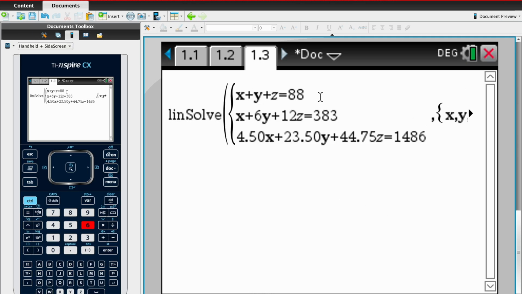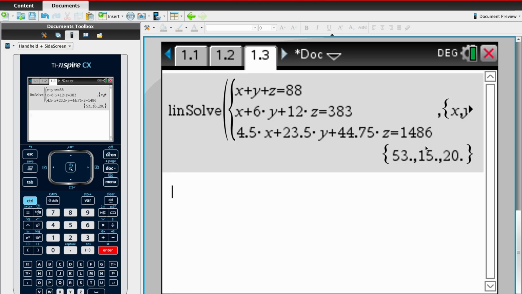Just going to check these once again. Looks good. 450, 2350, and 4475z, 1486. This looks good. All right. And that's kind of reassuring. So we sold 53 small boxes. We sold 15 medium boxes and 20 large boxes.